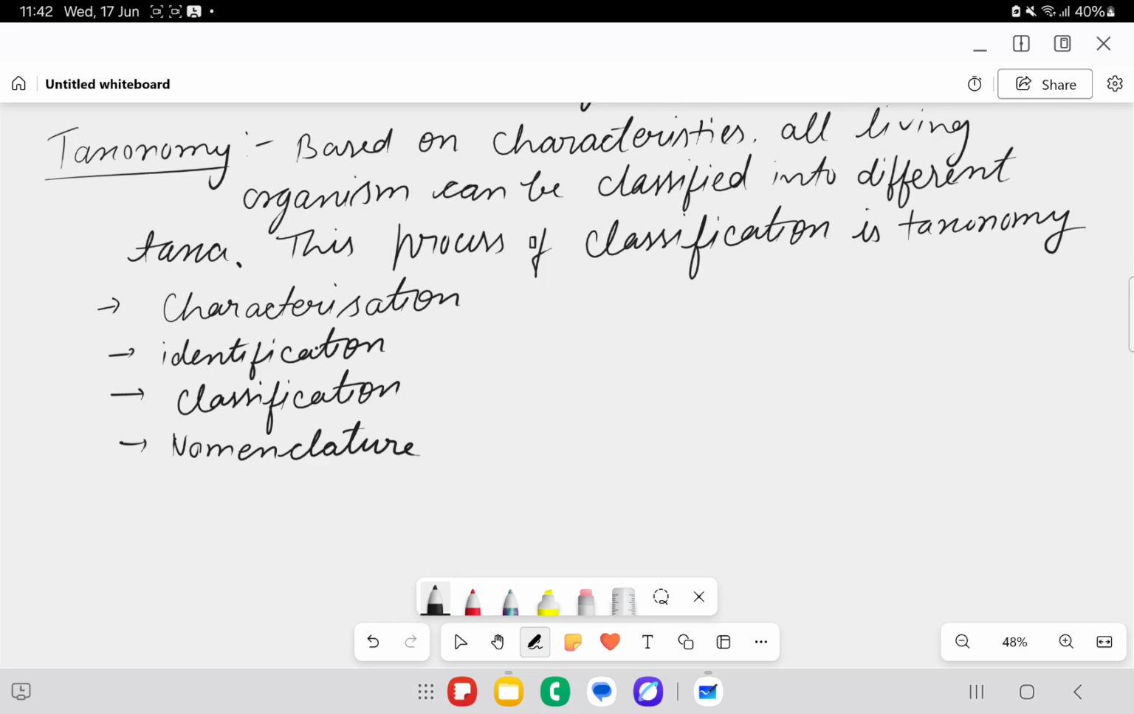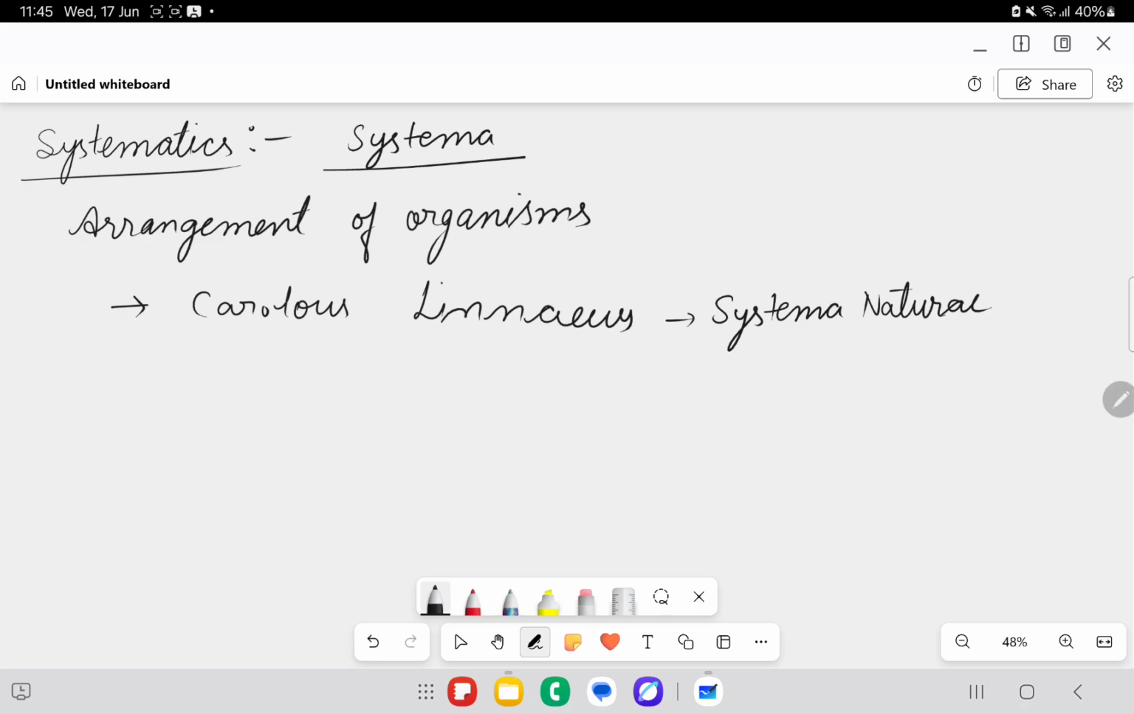Our next term is taxonomy. What is taxonomy? Taxonomy is based upon the characterization of living organisms, which can be classified into the different taxa. The process of classifying an animal, identifying it, characterizing it, and naming it, all of that process is known as taxonomy.